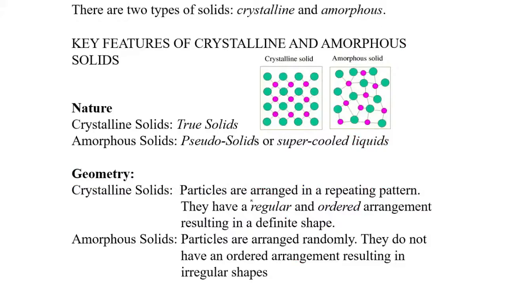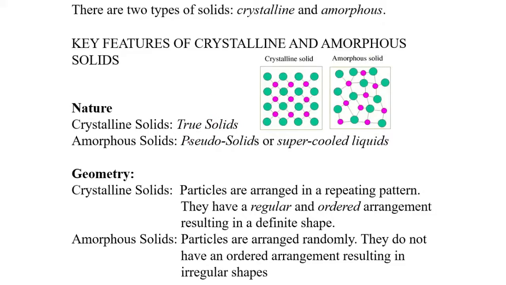One is crystalline solid and the other is amorphous solid. Key features of crystalline and amorphous solids. Nature: crystalline solids, we call them what? True solids.